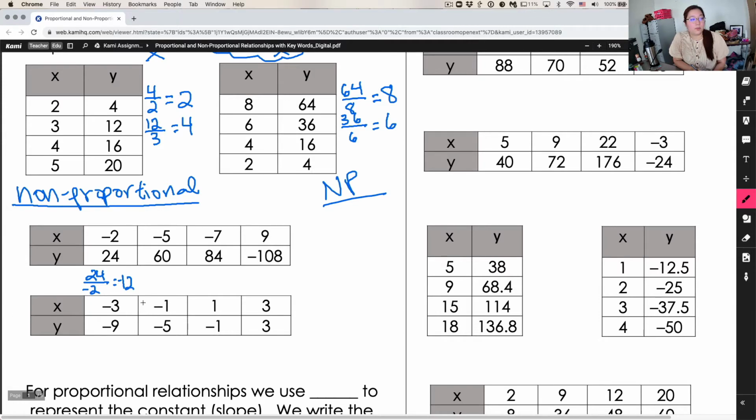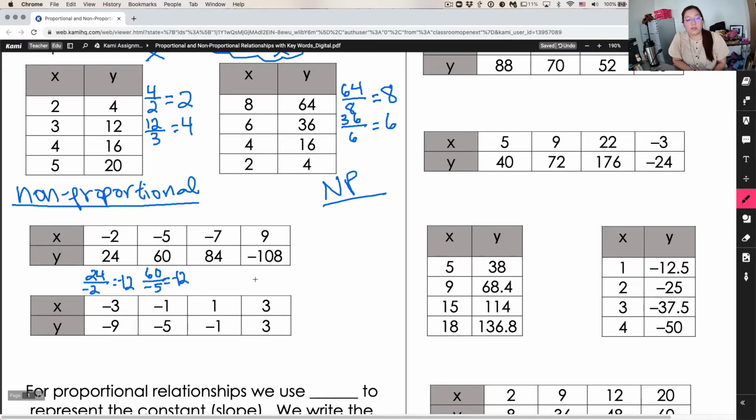Okay? Next point, y is 60, x is negative 5, so we'll do 60 divided by negative 5. If you don't know this one off the top of your head, this is one you might want to type into your calculator. But since I know what it is, it's going to be negative 12. So far so good, but for it to be proportional, all of them have to match.